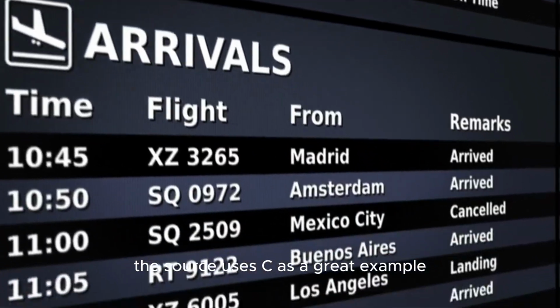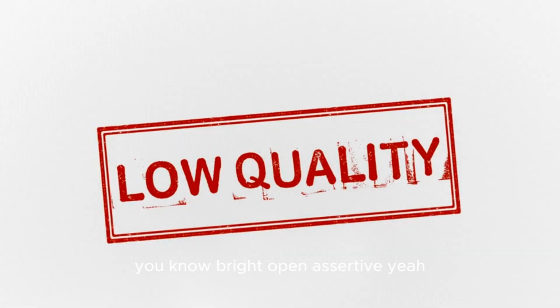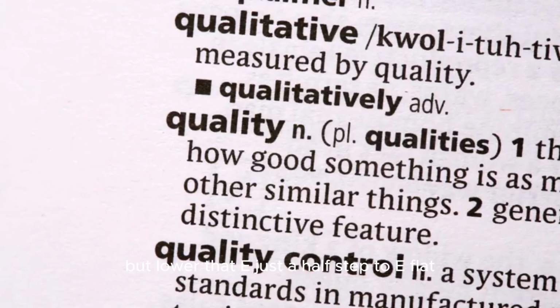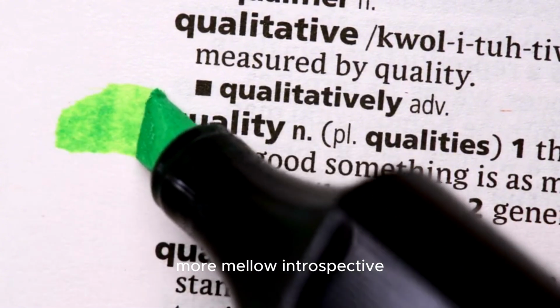The source uses C as a great example. C to E, that's a major third. Sounds bright, open. Assertive, yeah. But lower that E just a half step to E flat. C to E flat. Now that's a minor third. Darker, more mellow, introspective, perhaps.